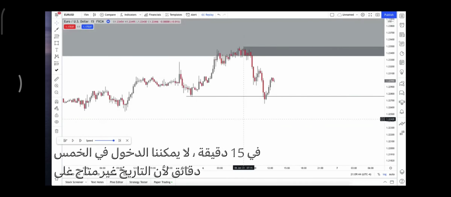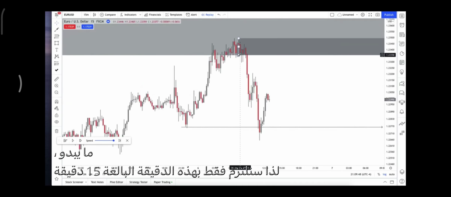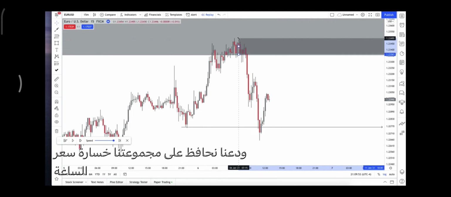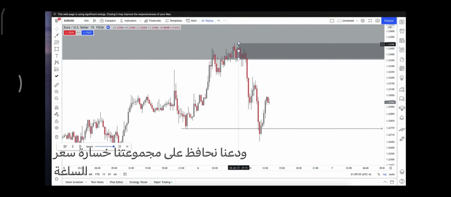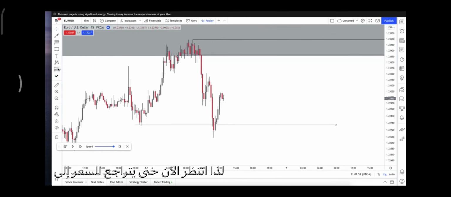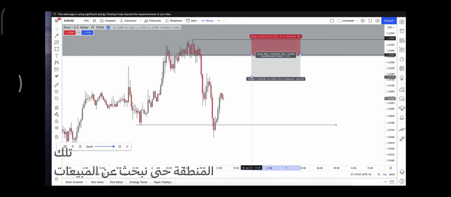We can't go into the 5-minute because the data is unavailable apparently. So we'll just stick to that 15-minute. Let's refine it to that wick. And let's still have our stop loss of the hourly. Sweet. So that would have been our entry, right? So now I would wait for price to pull back into that area for us to then look for sells.